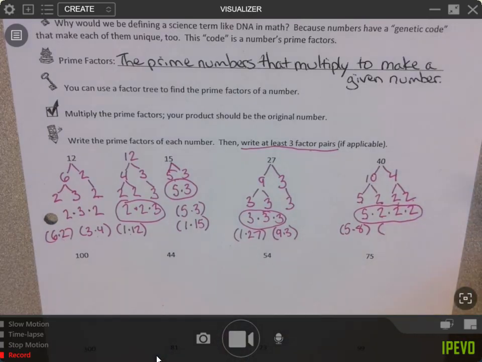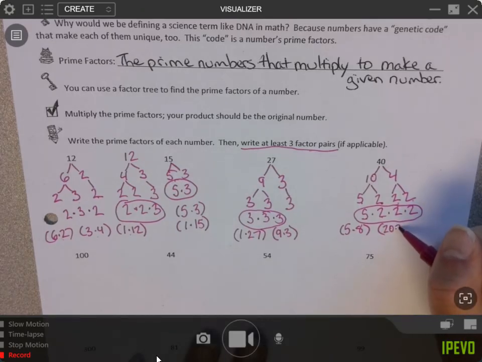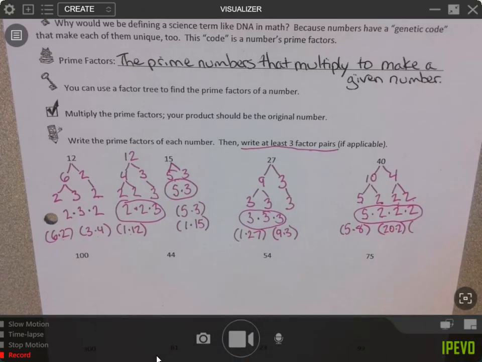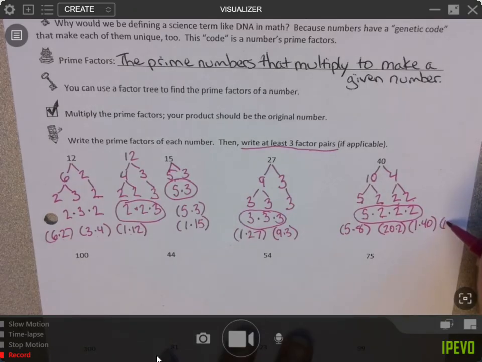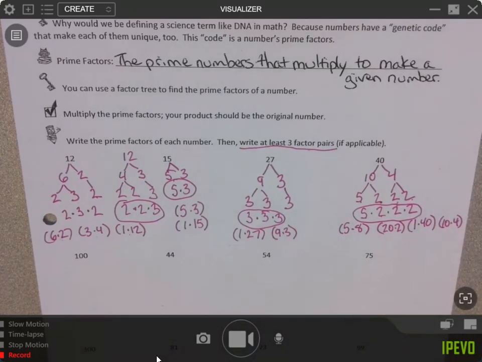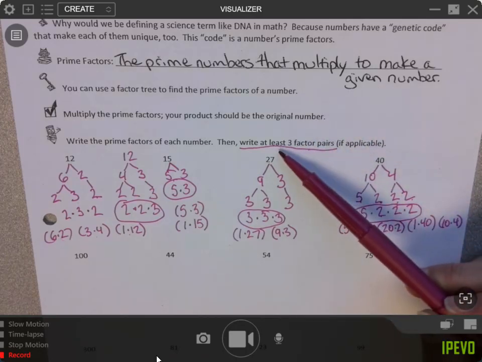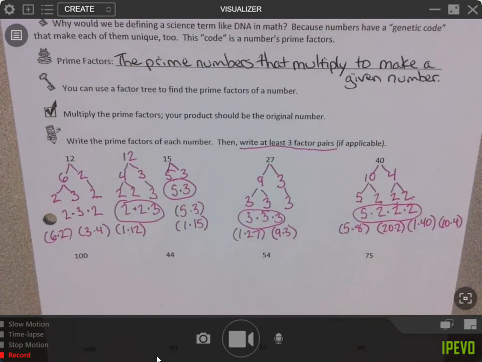What's another factor pair? Hudson? 20 times 2. What's another factor pair? Natalie? 1 times 40. What's another factor pair? Jack? 10 times 4. Are there any other factor pairs? I don't think so. So this time we could find 4. It said write at least 3, but I like to write as much as I can. This time I could go up to 4 different factor pairs to get to 40. You have to have at least 3 listed for this one.